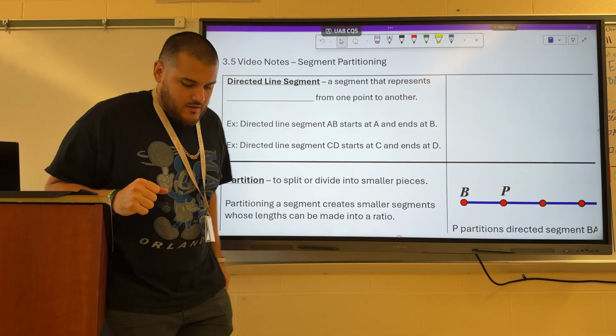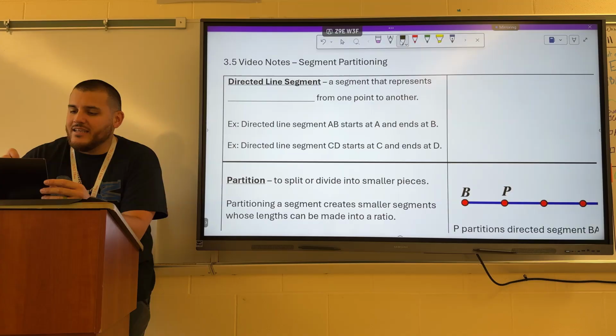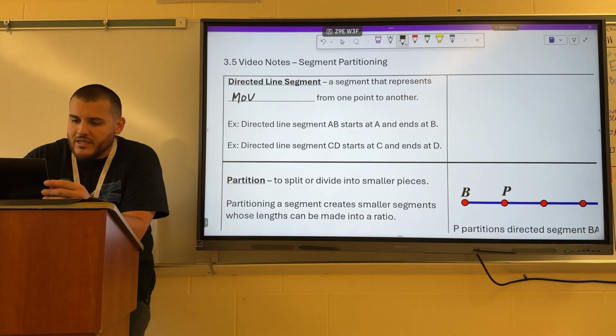The first one here is about partitioning directed line segments. Let's get into it. A directed line segment is a segment that represents movement from one point to another.